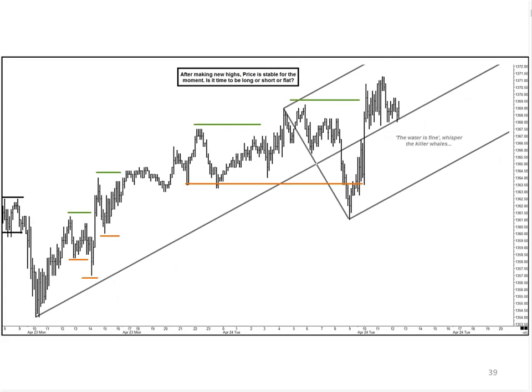Let's see what that leaves us. Okay, we consolidate. Now if you remember earlier, we turned from vertical into a grinding higher move. Here, what are we doing? Nothing. After making new highs, price is stable for the moment. Is it time to be long, short, or flat?